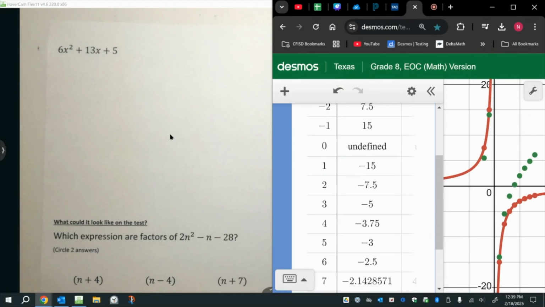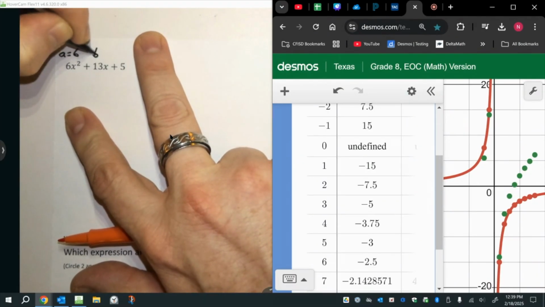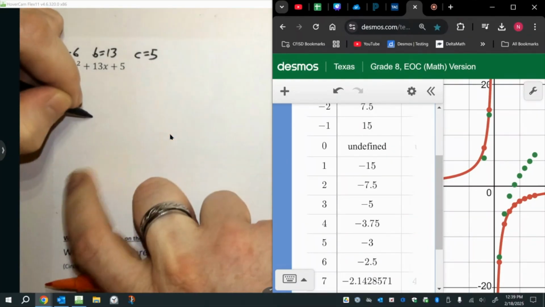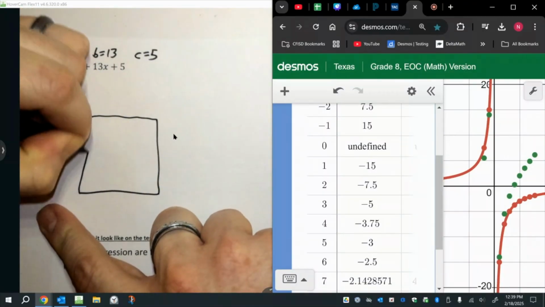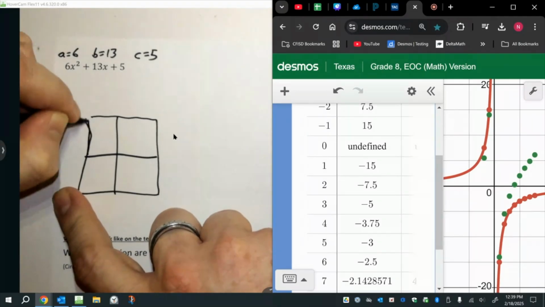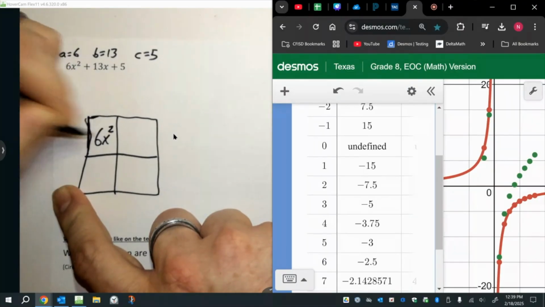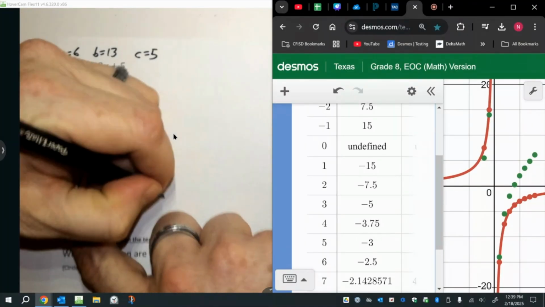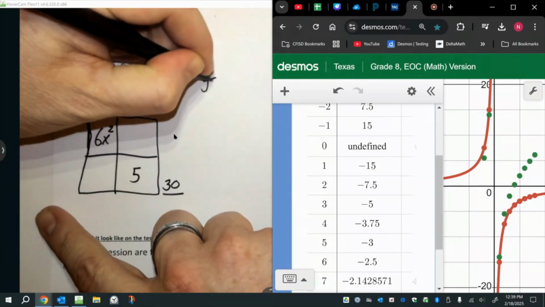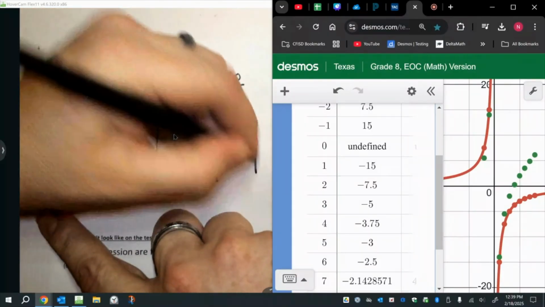So, we know how to do this. We say this is A, 6, B, 13, C, 5. Draw your box. Oh no, I gotta draw a box. Who cares? My box is ugly. It's better than some of y'all's boxes. I drew it straight. I drew a nice big box. All right, so 6x squared goes here. 5 goes here. 6 times 5 is 30. So y equals 30 divided by x.